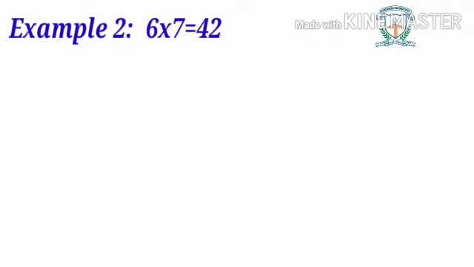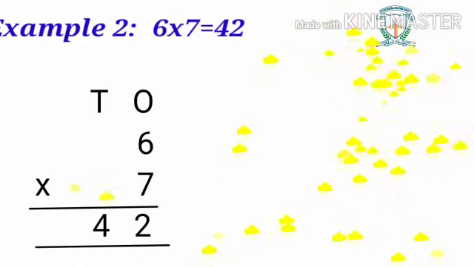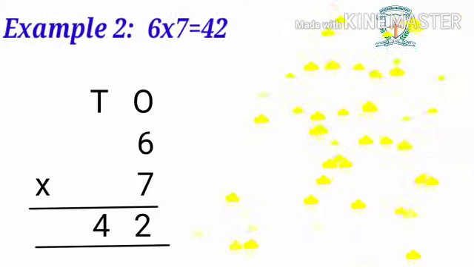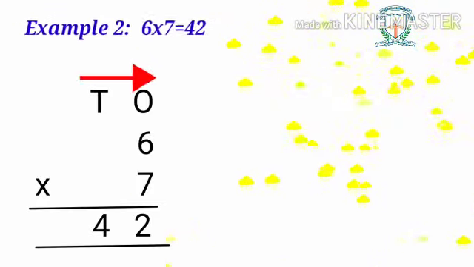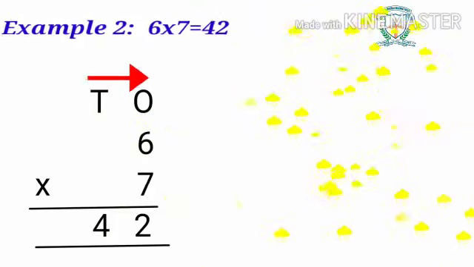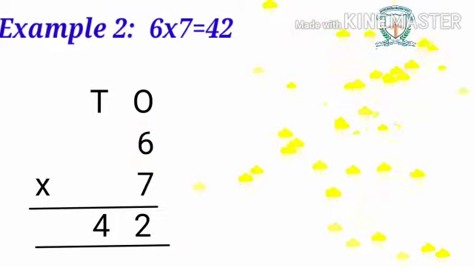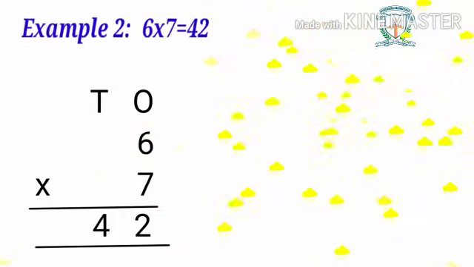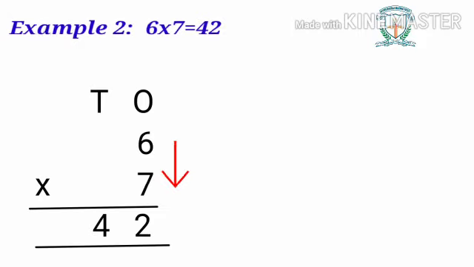Second example, 6 multiplied by 7 is equal to 42. Here 6 is a one-digit number and 7 is also a one-digit number. To multiply vertically, first let us arrange them according to their places. Since 6 and 7 are one-digit numbers, we write them in one's place, one below the other.